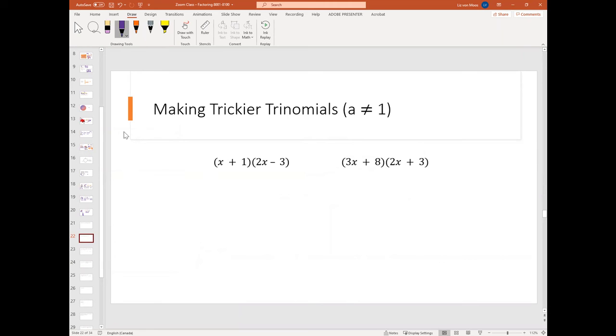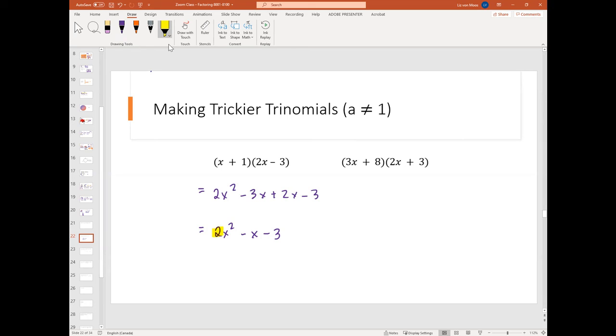Last topic for today, just to get started with these ones. Still trinomials, still factorable as 2 binomials multiplied together, but in no case will a be equal to 1. So the leading coefficient will be other than 1. Of course, this would be 2x squared minus 3x plus 2x minus 3. And so as a final answer, we'll have -x minus 3. And I just do this first one to really highlight the problem that we run into.